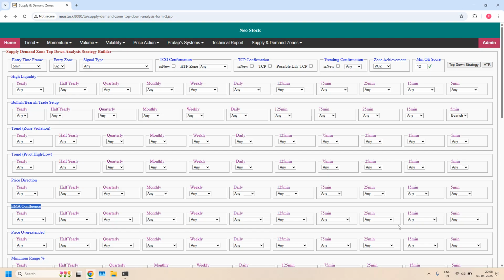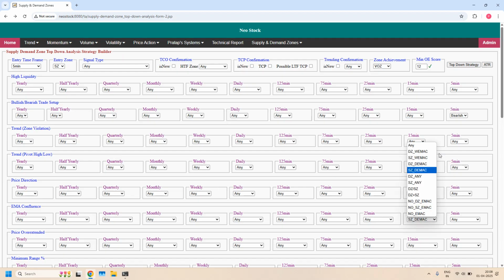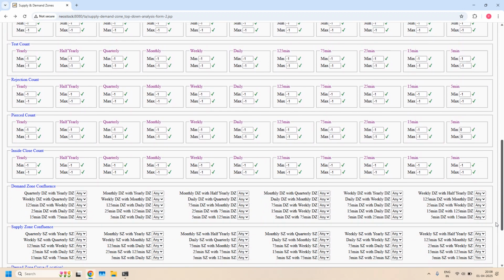In the EMA confluence at 15 minutes time frame, I'm setting 15-minute supply zone with daily EMA confluence. No stocks are having 15-minute supply zone with daily EMA confluence. Okay, next we will look into LTF, ITF, HTF supply zone confluence supported stocks. I removed the EMA filter. In the supply zone confluence, we should set 3 filters. The first filter is already enabled, 5 minutes with 15 minutes confluence.